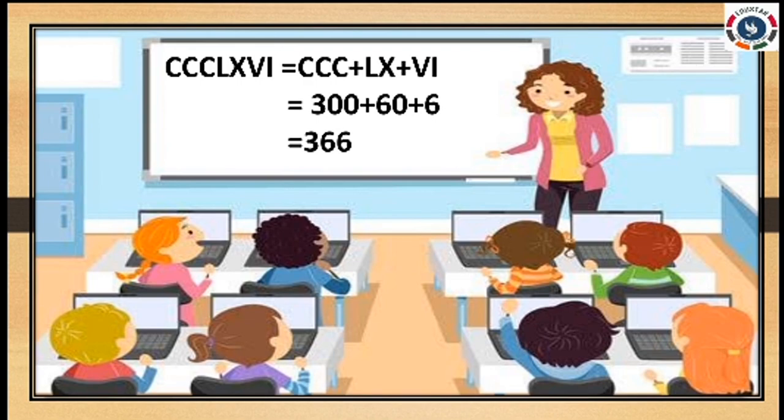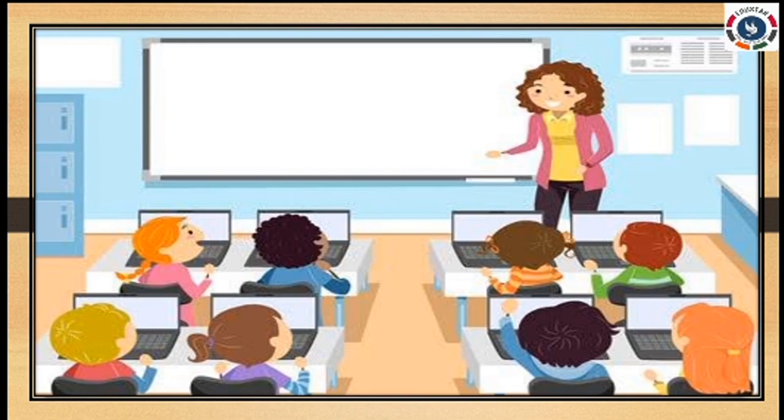L is 50, you know that. So L and X both are coming in the 2-digit number, so write LX separately. Then plus VI. VI, it is a 1-digit number, isn't it? So it comes under the 1-digit number. So VI means how much? 6. So we can write now, it is equal to 300 plus 60 plus 6. If you add together, you will get 366. Have you understood now? Yeah, let's move to the next example. Example 3.